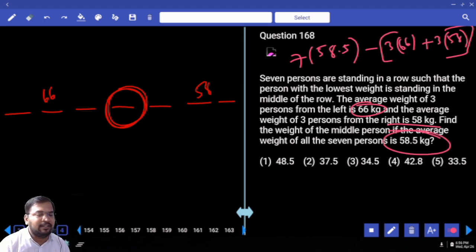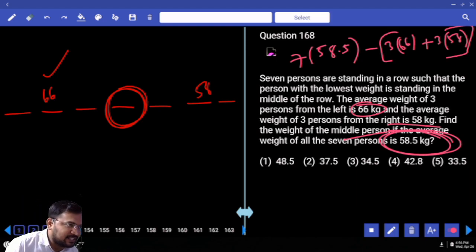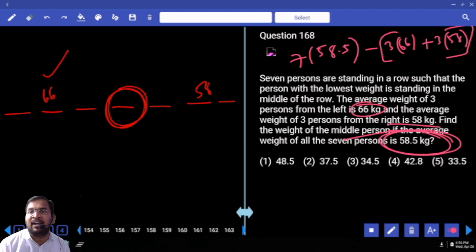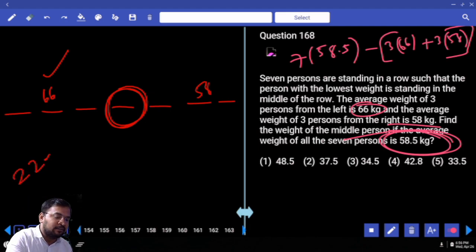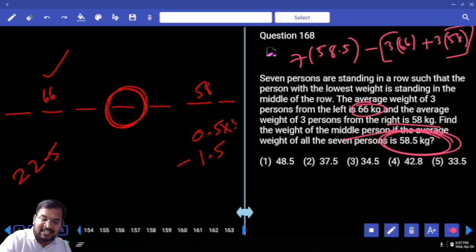Average is 58.5. The first 3 persons, how much more than average? 7.5. 3 into 7.5 is 22.5. This is 22.5 more. Next, the right side is how much less than average? 0.5. 0.5 into 3 is 1.5. This is less, and this is more.